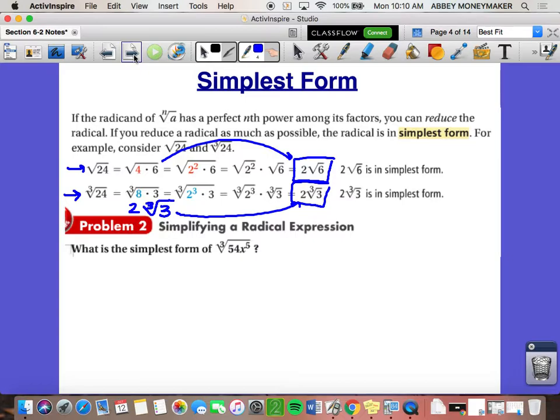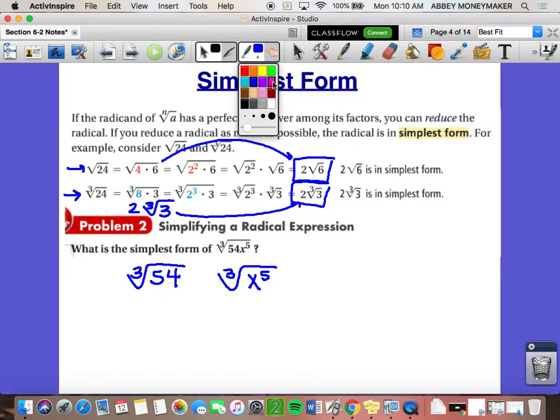It says, what is the simplest form of the cube root of 54x to the 5th? So again, I always break down and separate my number from my variable. I always do that first. And then from here, we're going to say, okay, what perfect cube factor goes into 54? We work with this all the time. The perfect cube factor that goes into 54 is 27, so that gives me 27 and 2.